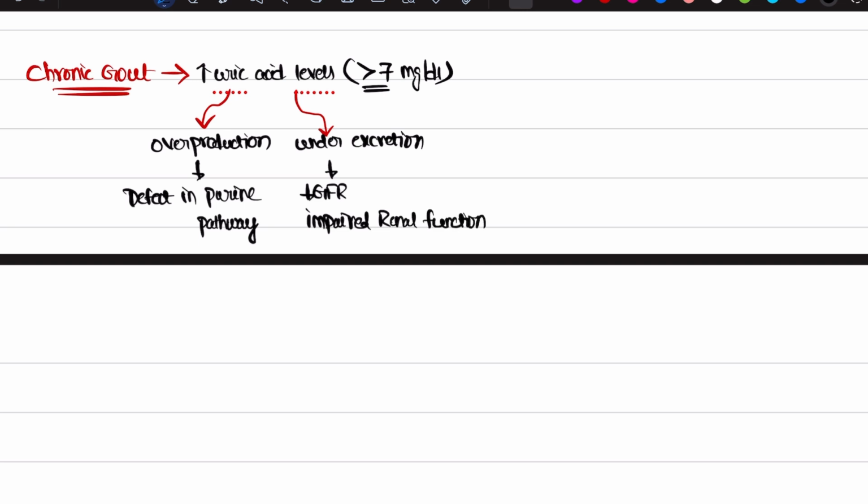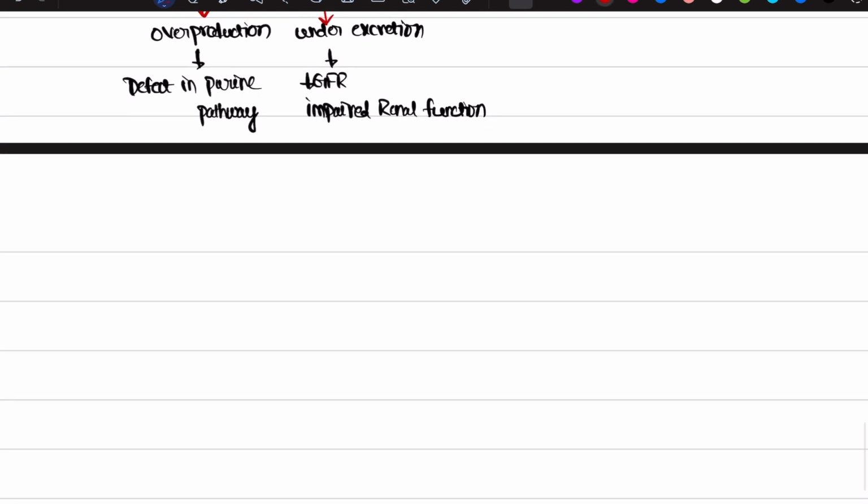Let's say impaired renal function means a decreased GFR, which means CKD. In CKD cases, there is kidney damage, so the kidneys cannot filter the uric acid, and it accumulates more in our body. That causes chronic gout, which leads to an increase in uric acid levels. This is very simple. And how are we going to treat the patient for chronic gout?